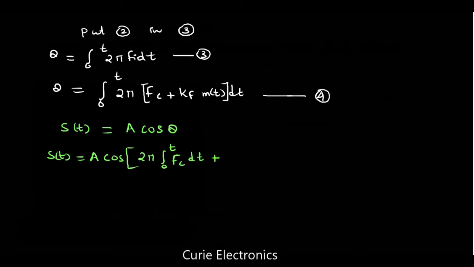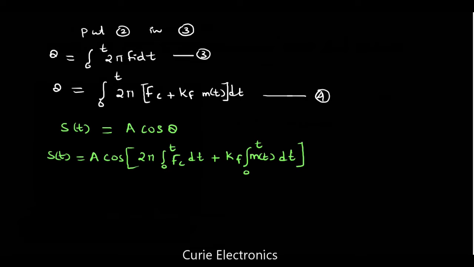Plus k_f m of t dt. Integration sign. K_f is a constant. m of t dt, 0 to t. Now there is one more factor that comes into the picture.